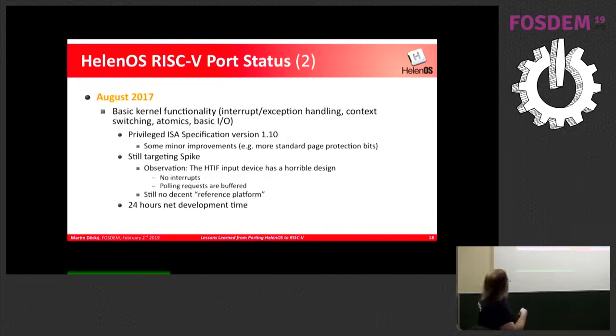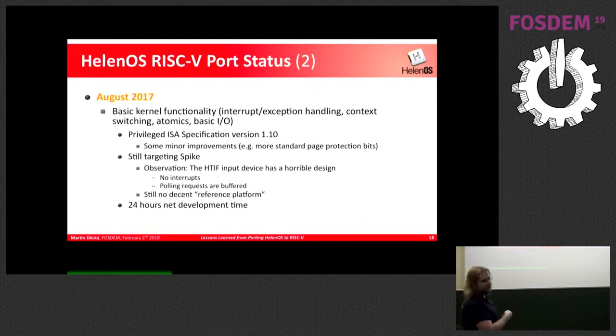The privileged ISA specification moved to version 1.10, which I believe is still the most current one. So there were some small improvements. For example, they removed those strange compressed page protection fields. The only usable emulator at that time was still Spike, and the HTIF input device is a horrible design.